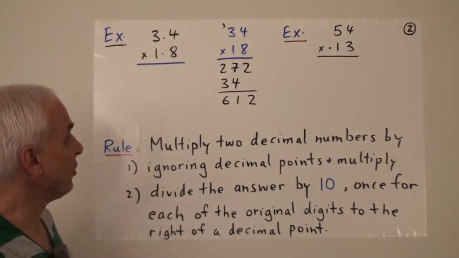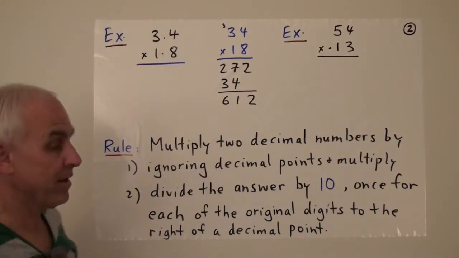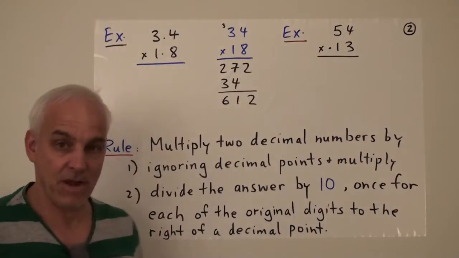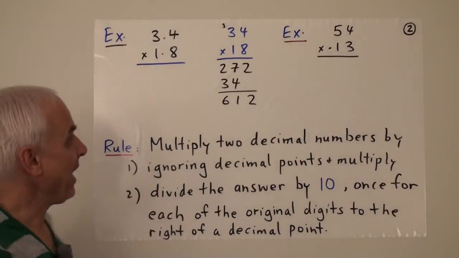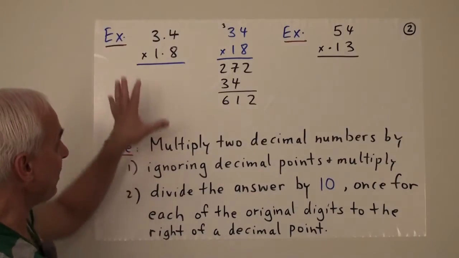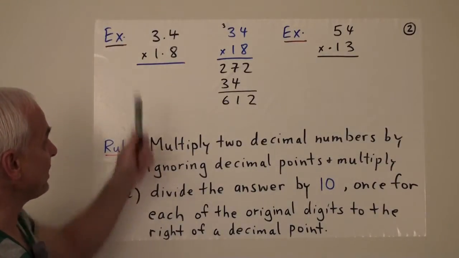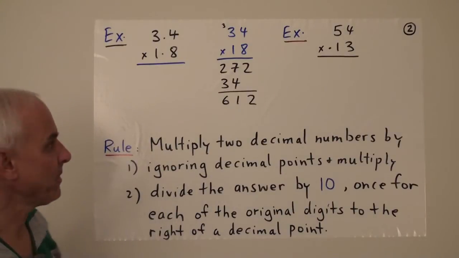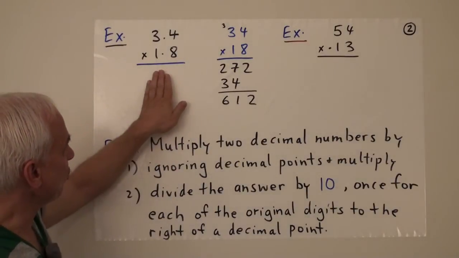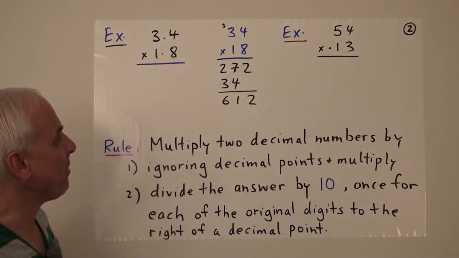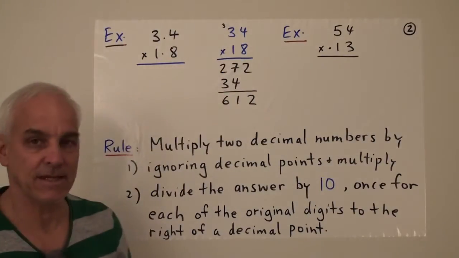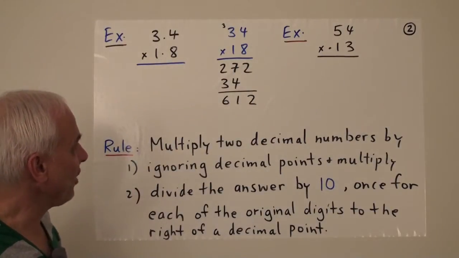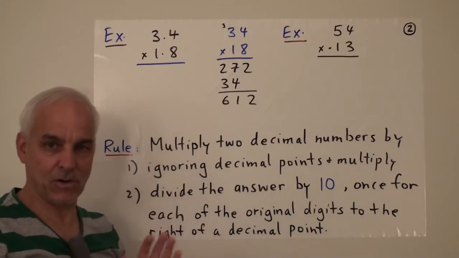In practice, usually we set things up like a traditional multiplication with one number on top of the other number. And here's what we're going to do in this context. Let's say we want to multiply 3.4 times 1.8. I'm going to explain what we're going to do by looking at the multiplication of 34 times 18. Now this is not exactly the same problem because these numbers are different, but you can see that there's a very close connection.